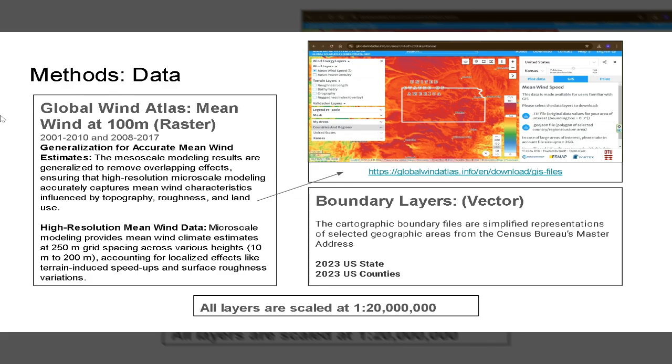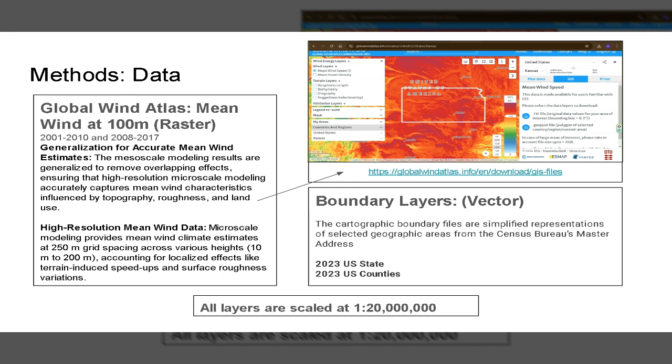My data, my mean wind, I got from the Global Wind Atlas. It's a raster data set. This data is very in-depth and a whole model on its own. To fully explain it, you'd have to read their website on all their methods and how they did it. But they do a lot of estimates of mesoscale modeling to help remove overlapping, ensuring high resolution actually captures these characteristics that are influenced by certain topography and land use.